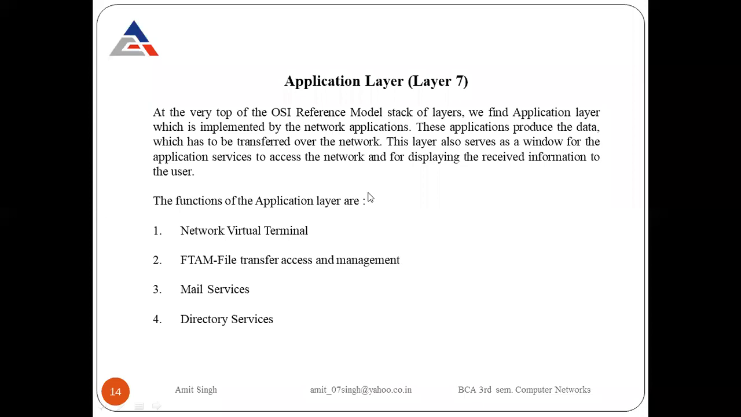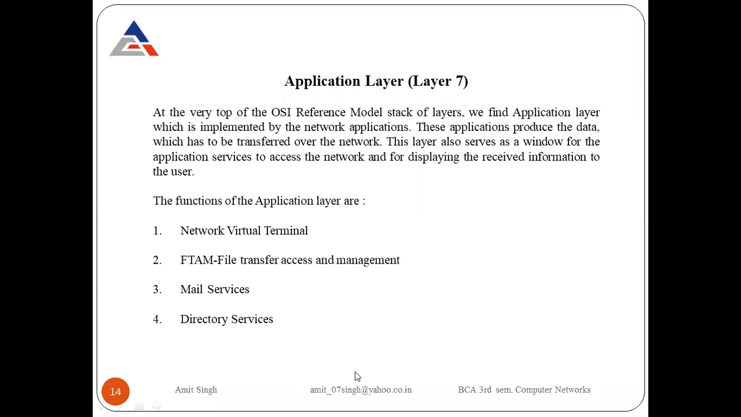The seventh, or topmost, layer of the OSI model is the application layer. At the very top of the OSI reference model stack of layers, we find the application layer, which is implemented by the network applications. These applications produce the data which has to be transferred over the network. This layer also serves as a window for the application services to access the network and to display the received information to the users.